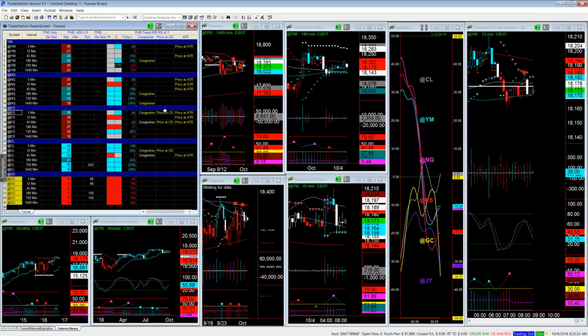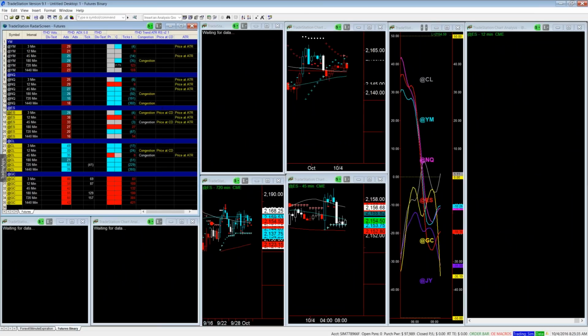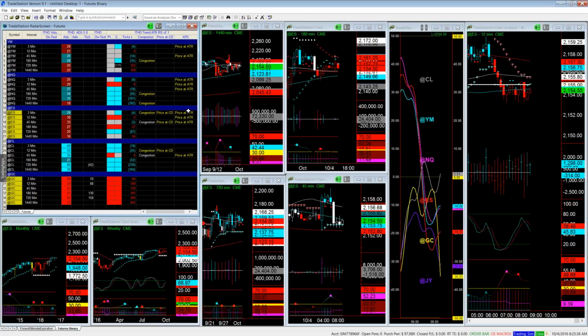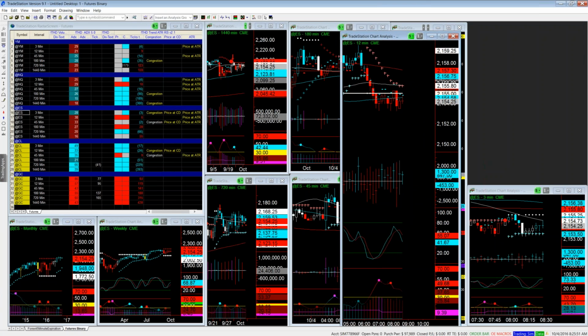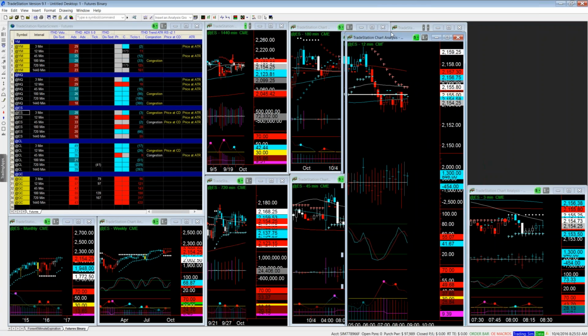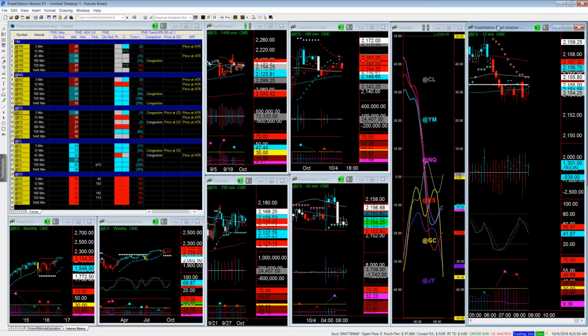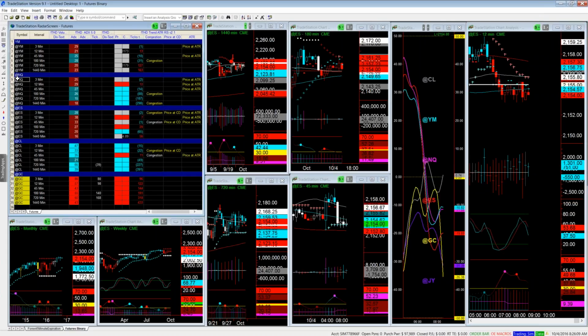Let's go see what the ES is doing. You can see its price at CD. This is congestion, and it's at the ATR on 3 different time frames. You've got it at the ATR on the 45-minute, close enough to the ATR on the 12-minute, close enough to the ATR on the 3-minute. Okay? If you're going short on the ES, you probably picked a bad time to do it. I would want to see this violated or broken before you ever think about going short on that one.